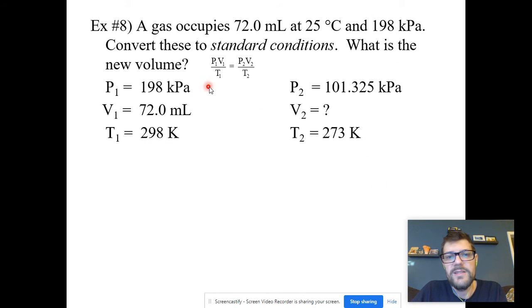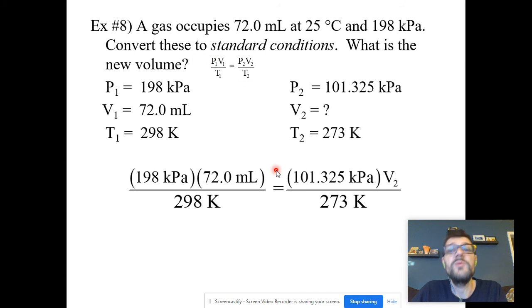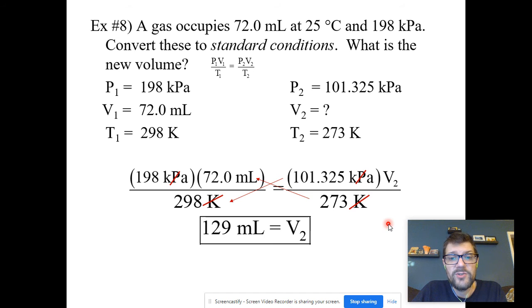Now we're going to plug these values into our equation, P1 V1 over T1 equals P2 V2 over T2. And now we simply need to cross multiply and solve for V2. So 273 times 198 times 72 equals 298 times 101.325 times our volume. Our units are all going to cancel except for our milliliters of volume, and we'll have our final volume.